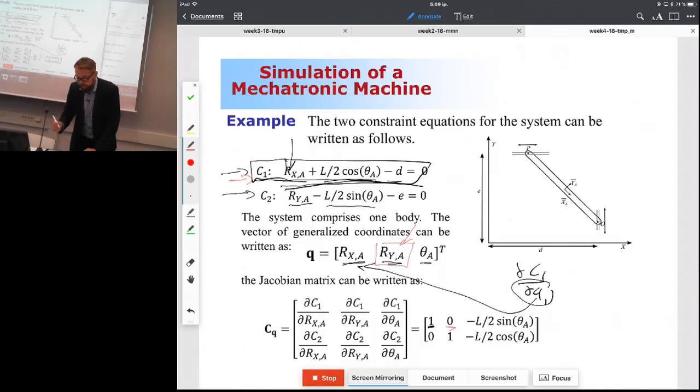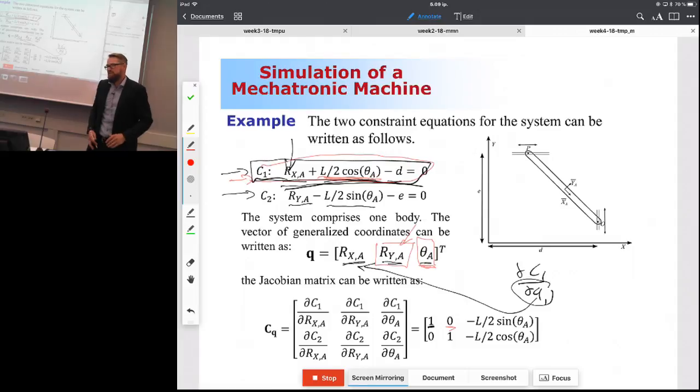Final. The final generalized coordinate is this guy here, angle theta. And now when I differentiate this equation with respect to angle theta, this is the only component where the angle theta appears. So it's going to be minus L divided by 2 sine theta. Make sense? Doesn't need to make sense, because this is just math.